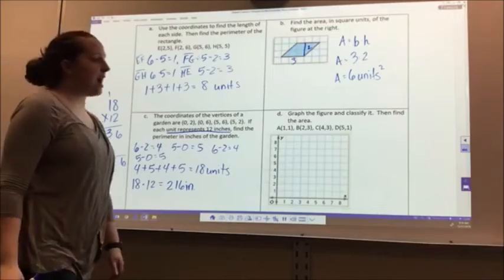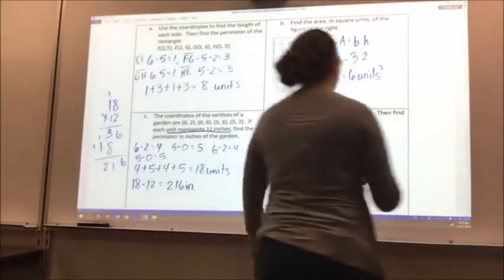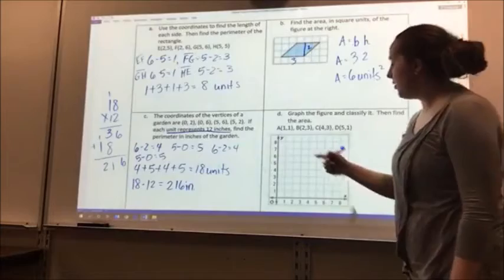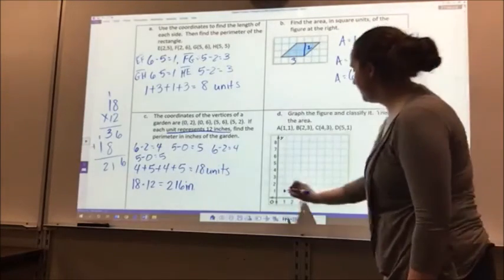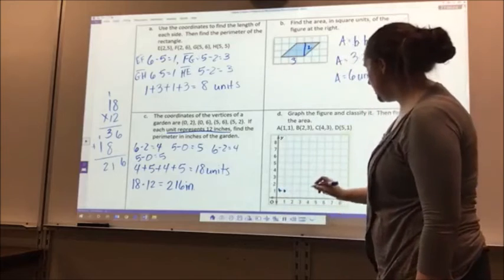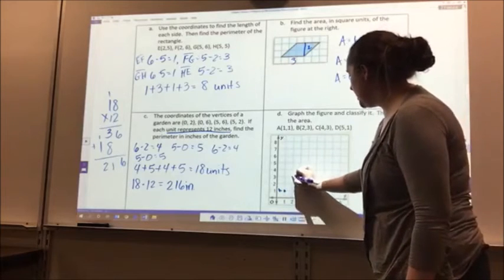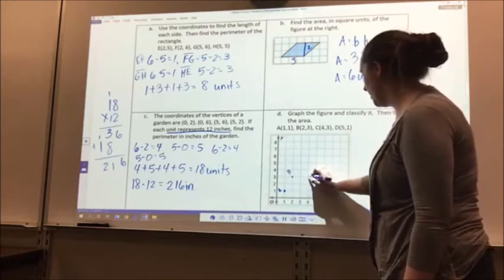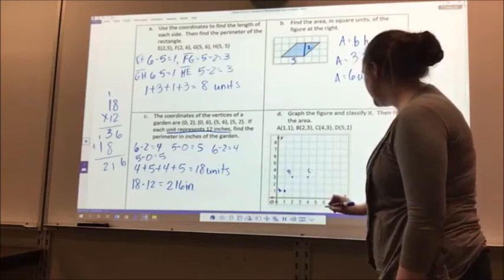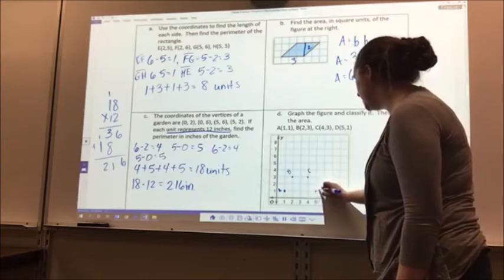Letter D says graph the figure and classify it, then find the area. So A is (1, 1). So that's there. That's letter A. B is (2, 3). C is (4, 3). D is (5, 1). So there's D.